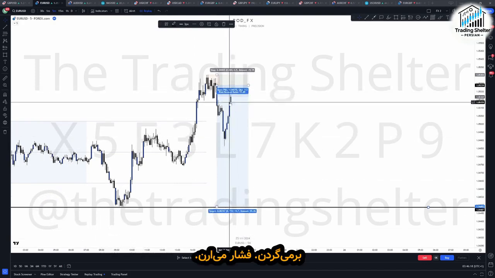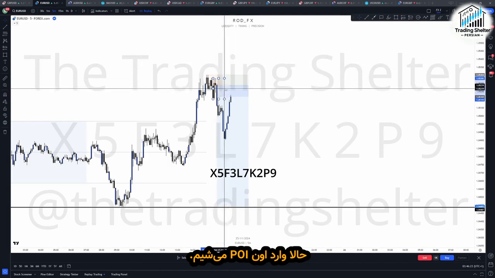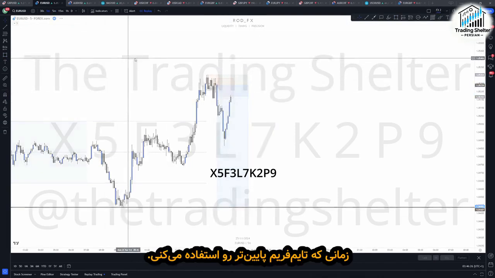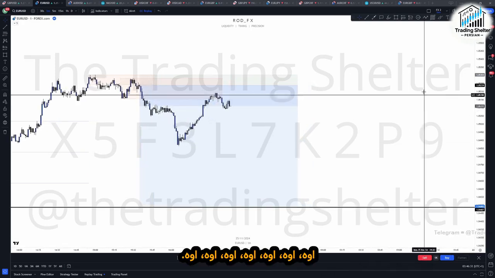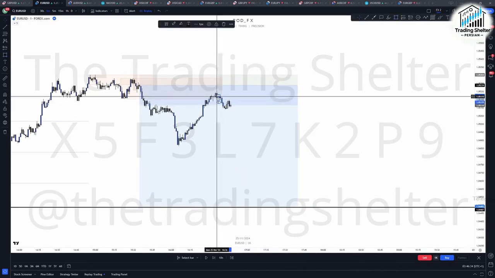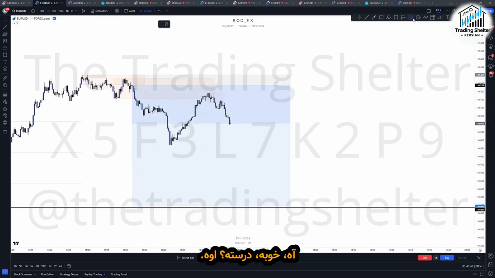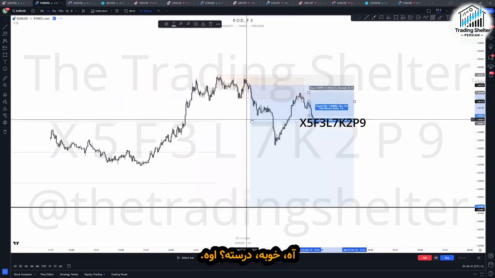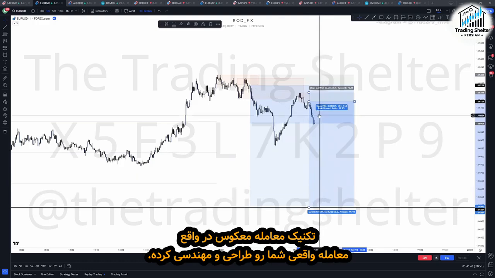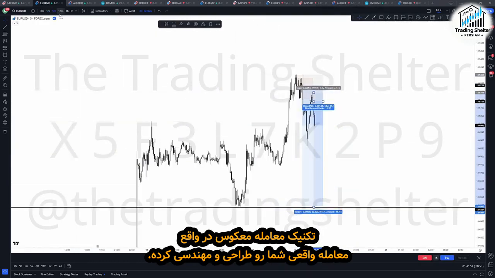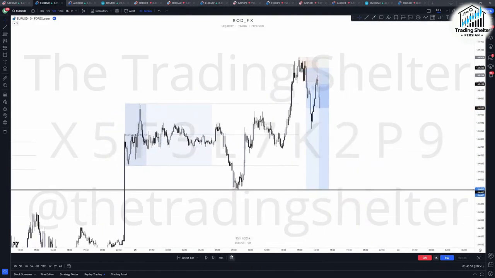Coming back, pushing, filling this imbalance, going now into that POI, you lower a time frame. You find an entry. Oh, what do we have here, sir? What do we have here? Don't do like Joe. You fill the whole thing. Ah, nice, right? Ooh, what do we target? Your real idea. The reverse trading actually architected and engineered your real trade.